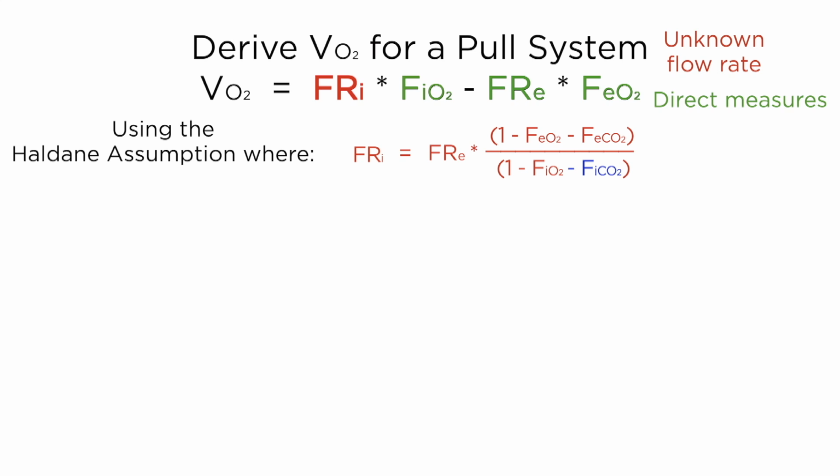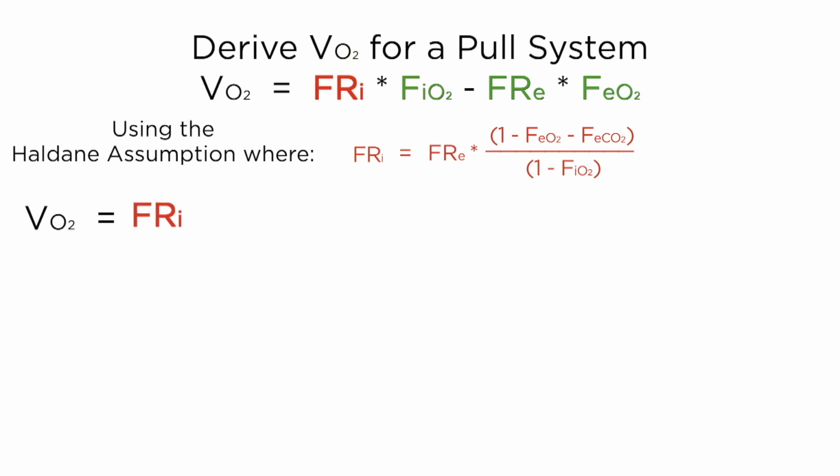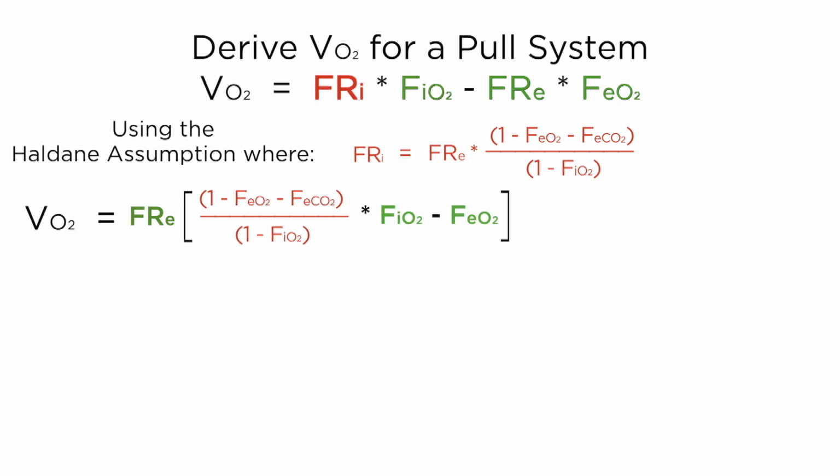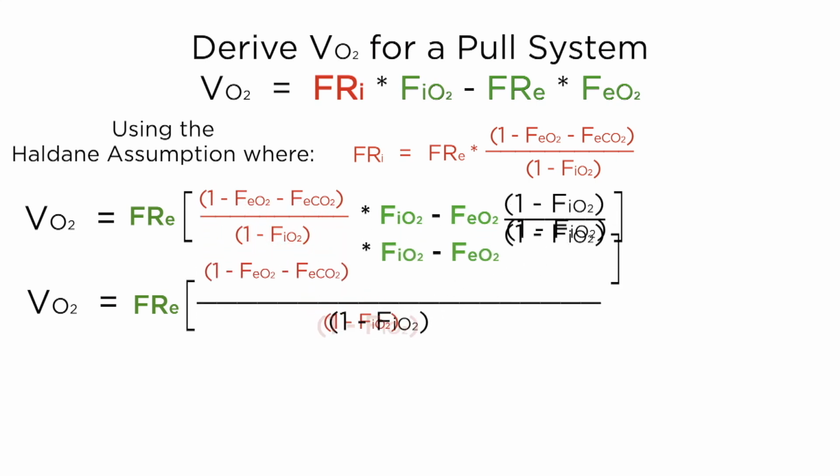Using the held-in assumption for pool systems, we can derive an expression for Fri in terms of Fre, which we measure. Substituting this into the generic respirometry equation for VO2, we yield. Note the common flow rate factor. By multiplying the second term in the sum with an elaborate 1, we can then bring both terms into a single fraction.